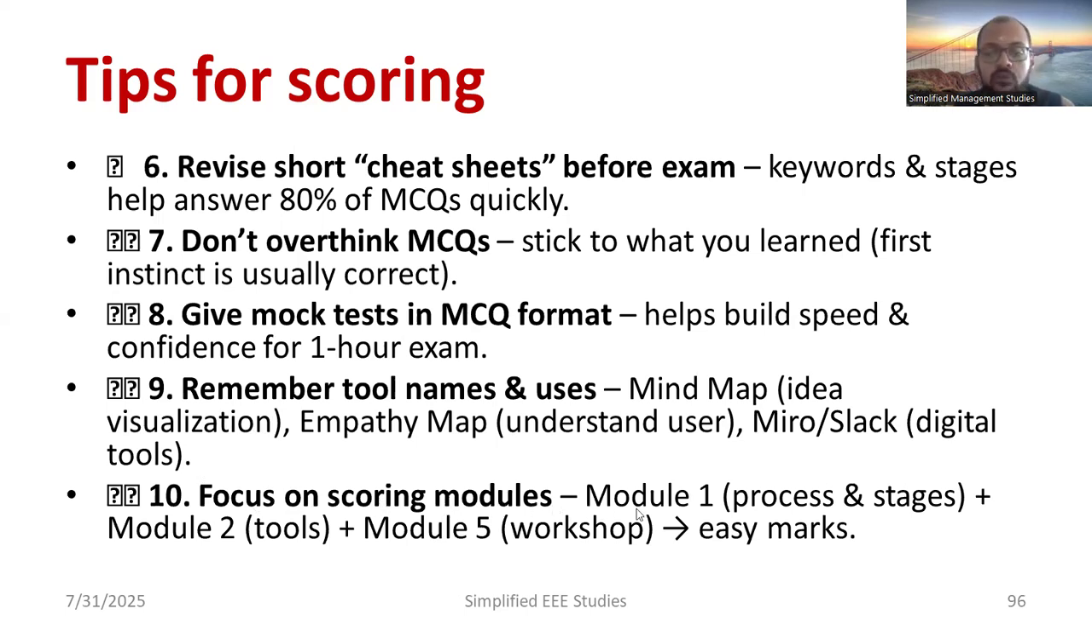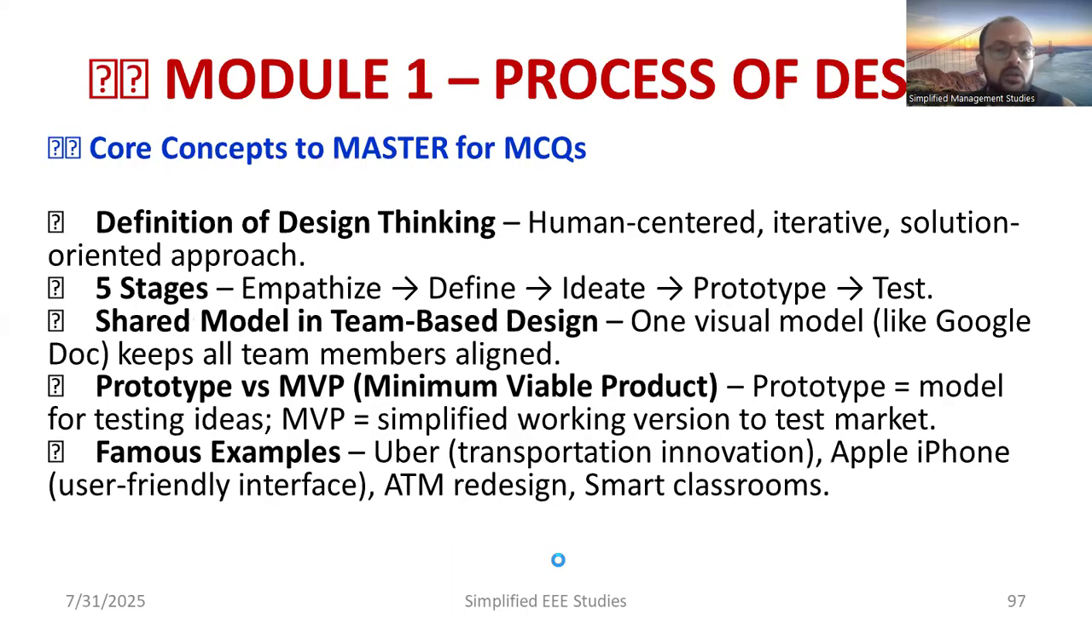Focus on the scoring modules, especially module 1, then module 2 tools, then module 5 like a workshop. First, easily earn the score, then come back to module 2, module 3, then module 4; follow it like that. Now, module 1: what do you need to cover to get a good score? Number 1, the definition of design thinking. You have to talk about these points to get a good score in module 1.